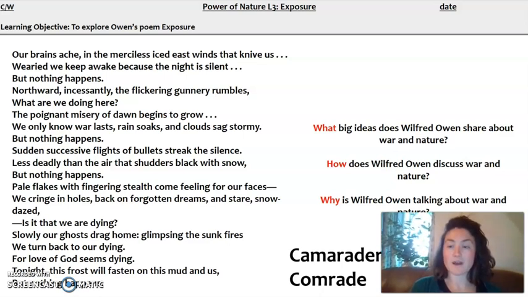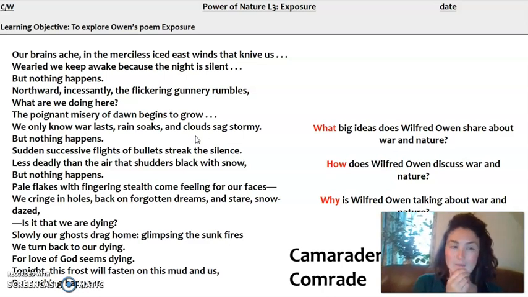And Owen further characterises nature as a powerful villain through the bombarding sounds around the soldier, the repetition of sibilants of S: merciless, iced east, sudden, successive streaks, silence. It offers the reader a cinematic landscape of those harsh sounds that surrounded them and really places the reader on that battlefield. We also call that synesthesia. There's visual, there's sound, there's all of these senses happening all at once, quite overwhelming.